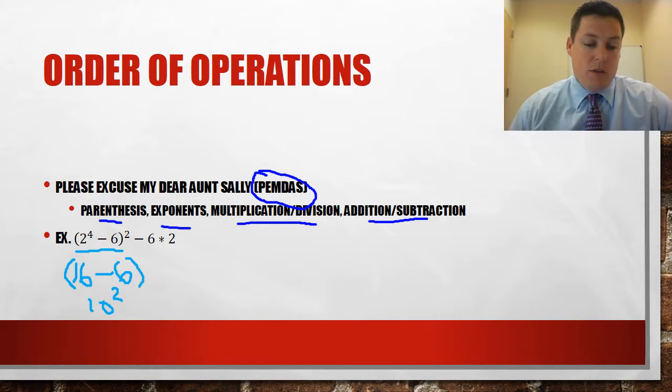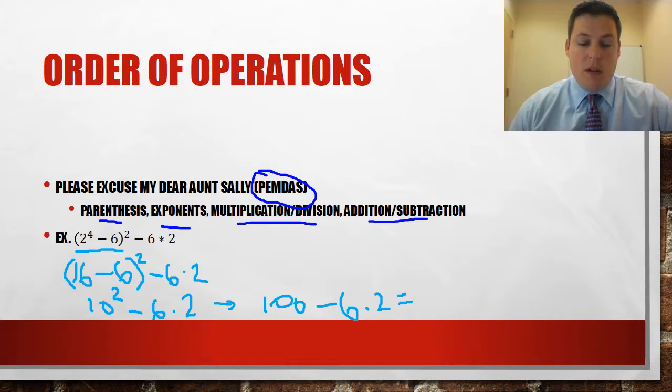All right, we should have brought everything down after this step. It's a good habit to get into. 10 squared minus 6 times 2. Now we want to do the exponents. So we have 100 minus 6 times 2.